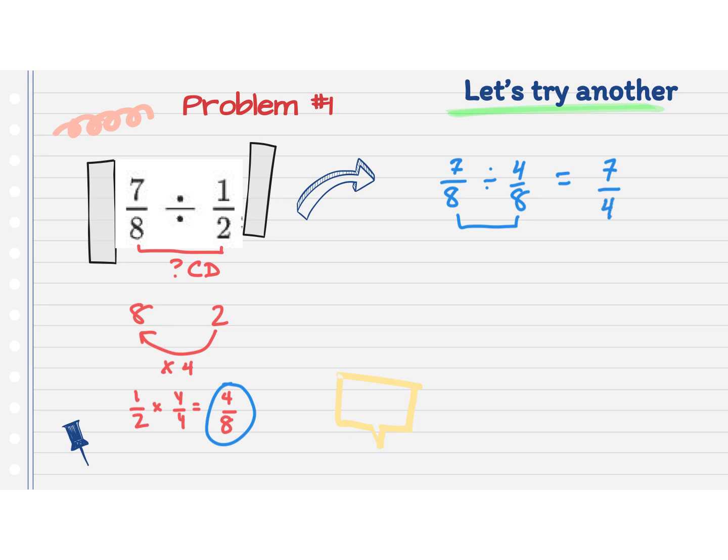And then if you want to take that and reduce it a little bit, 4 goes into 7 one time, and there would be 3 out of 4 left over. So that would be our solution.